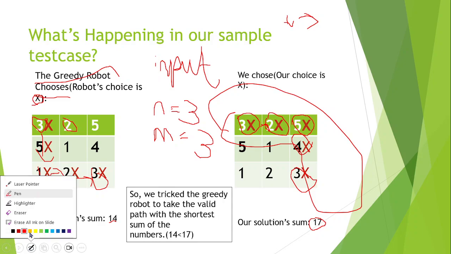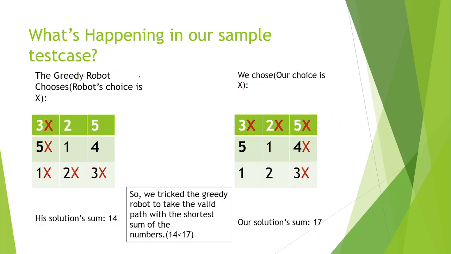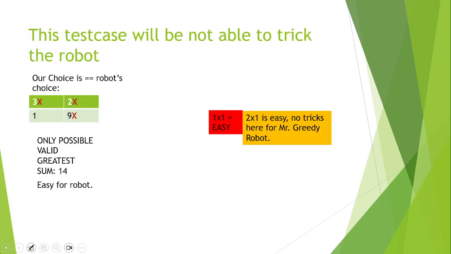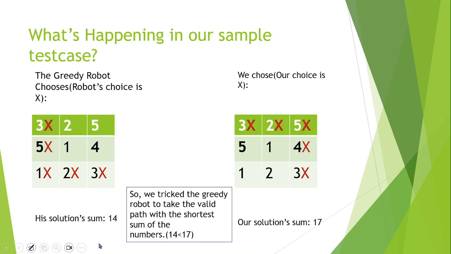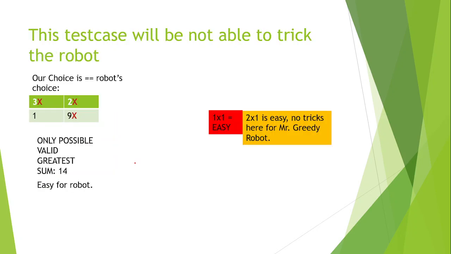So mission success. So we've understood when we can trick the robot, and when we cannot trick the robot. This case, we will not be able to trick the robot. Our choice is equal to the robot's choice.